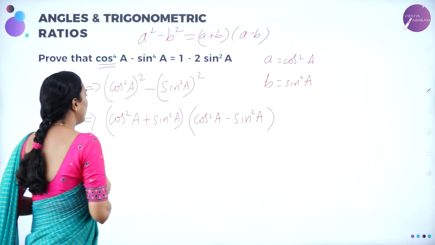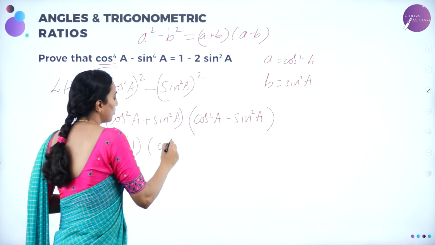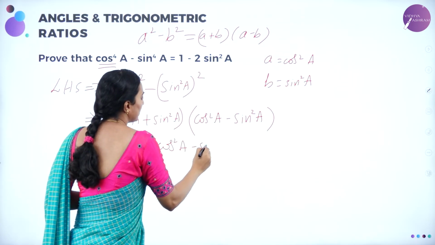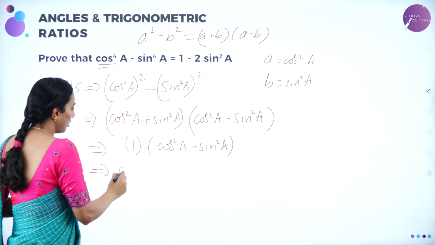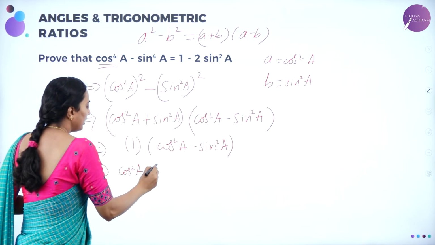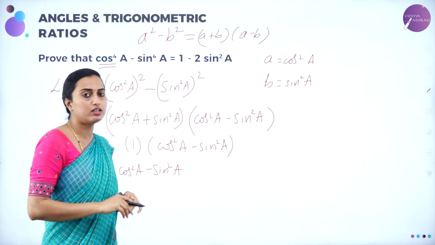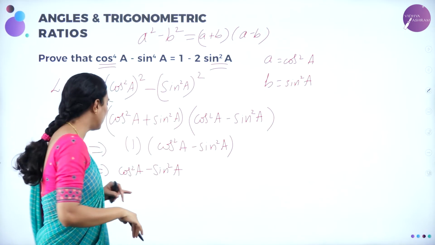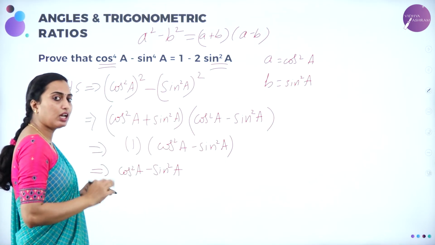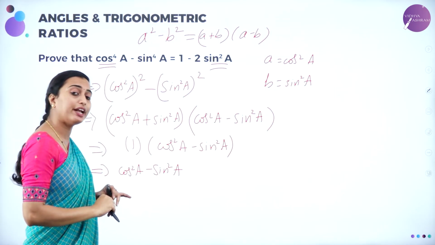What is cos squared a plus sin squared a, dears? 1. So 1 into cos squared a minus sin squared a, which implies cos squared a minus sin squared a. But dears, what they've asked is the right hand side only in terms of sin: 1 minus 2 sin squared. So cos squared a can be written as 1 minus sin squared a according to the trigonometric identity.